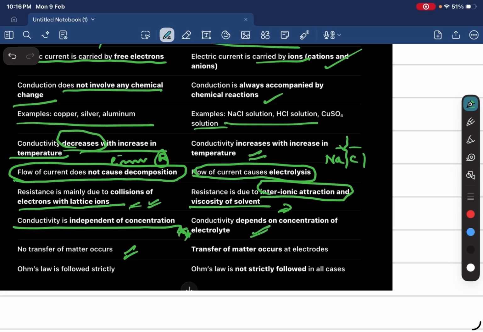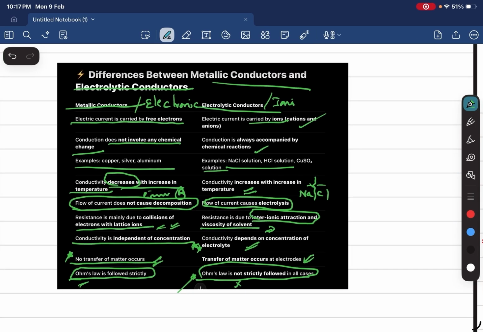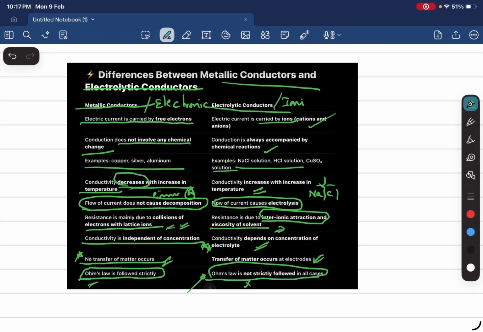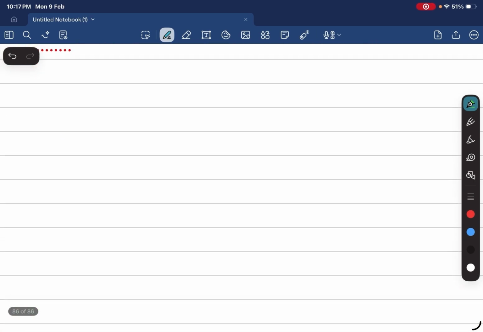Based on this, we'll discuss some of the things. No transfer of matter occurs in metals. Ohm's law is followed strictly there, but in electrolytes Ohm's law is not followed strictly in all cases. Transfer of matter occurs at electrodes in electrolytes, that's deposition or liberation. In metals there is no transfer of matter because it happens through electrons. These are the differences between metallic and electrolytic conductors. Now we are going to start the related terminology. Hope it is clear, students, until this.